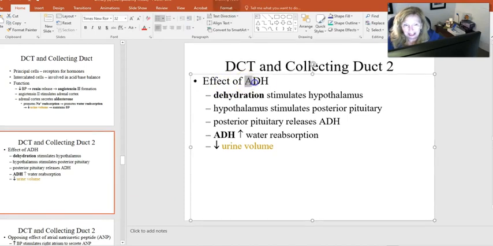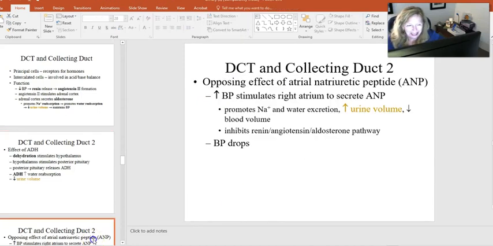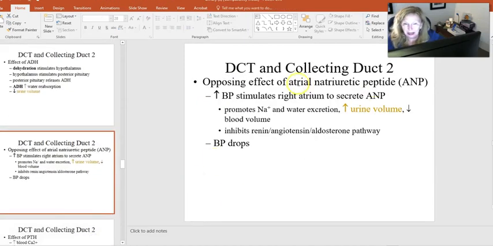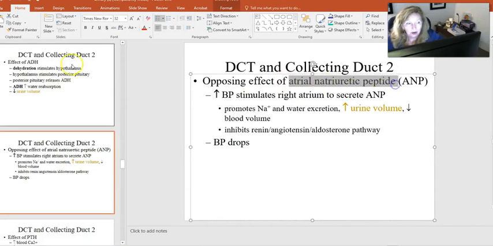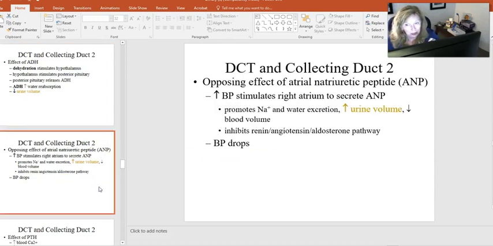You have ADH, which you all have learned about. Please review it because you'll be asked questions again from this chapter. ADH raises blood pressure by causing you to reabsorb the water, decreasing urine volume. If you don't know that, we should know that at this point, but go back and look.